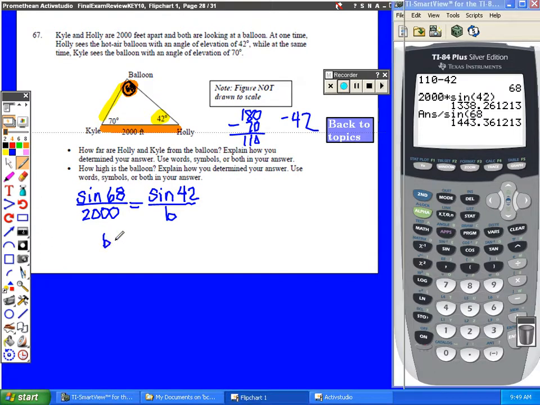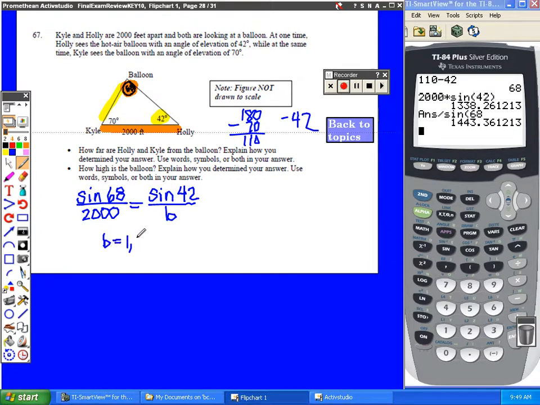So b is equal to 1,443.4 feet. Now I'm going to repeat that same process and solve for side C. So let's do the sine of 68 over 2000 again. And that's going to be equal to the sine of 70 over side C.